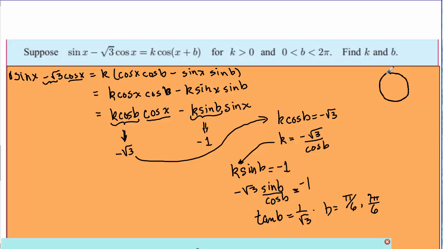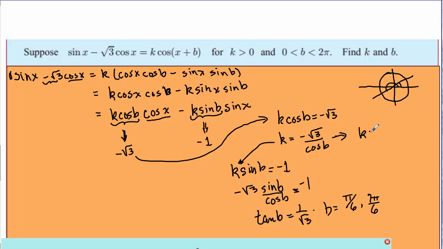These are tangents of the 30-degree angle. It's this angle here, and that angle is pi over 6, and this is 7 pi over 6. Those are the two angles that will work for B. And now let's see what K is. Well, it doesn't really matter. Let's go back to this.